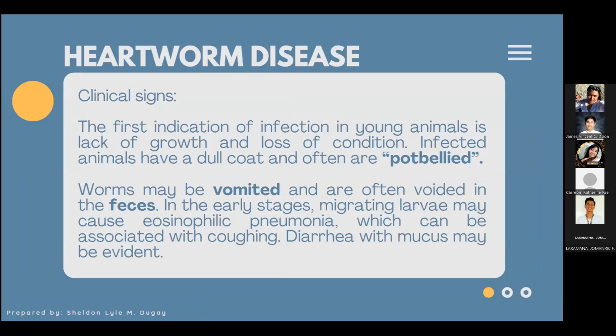Saan yun? Ayan. Clinical signs, the first indication of infection in young animals is lack of growth and loss of condition. Infected animals have a dull coat and often are pot-bellied, katulad ng sinabi ko kanina. Worms may be vomited, mga konti lang yung mga cases na nabavomit nila yung mga worms ng Toxocara, and are often voided in the feces. Ito yung pinaka-common. Sa feces talaga sila lumalabas.